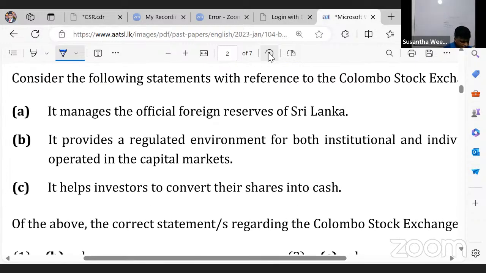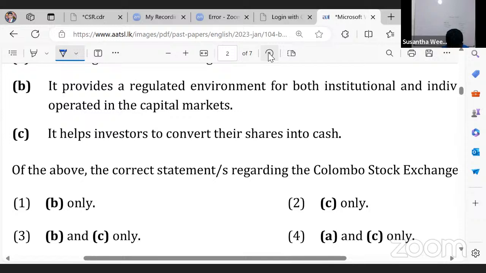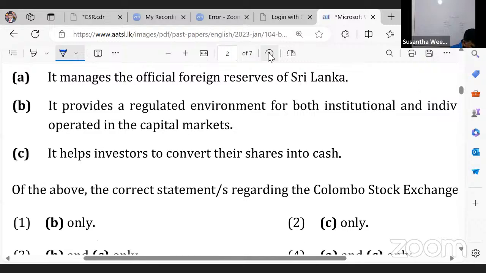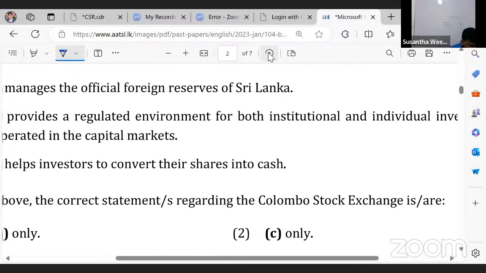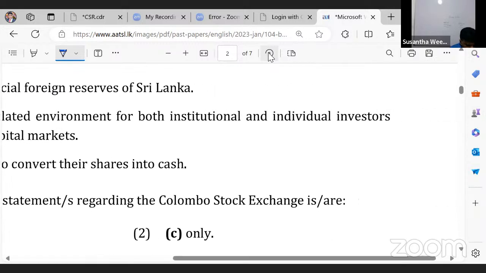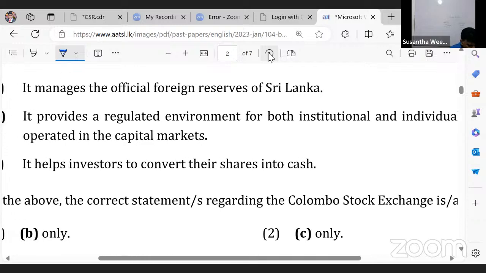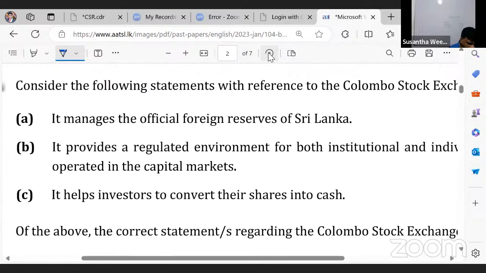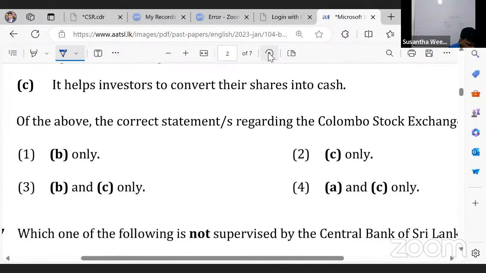C is correct. And B, yeah. B also we can say, the institutional and individual investors too operate in the capital market. Yeah, they can invest their money, right? Out of these three, the foreign reserve matter is wrong. Then B and C are correct.